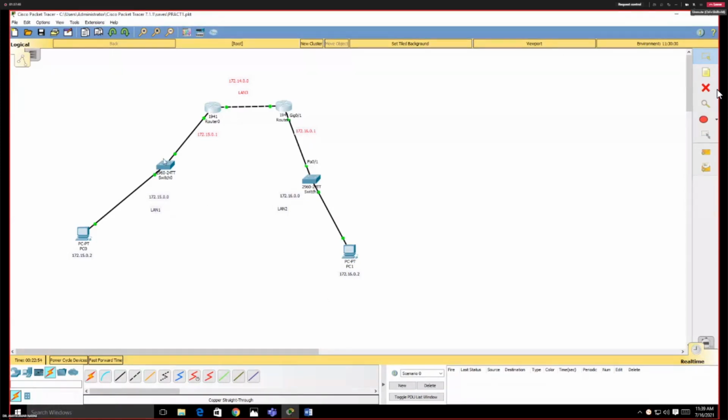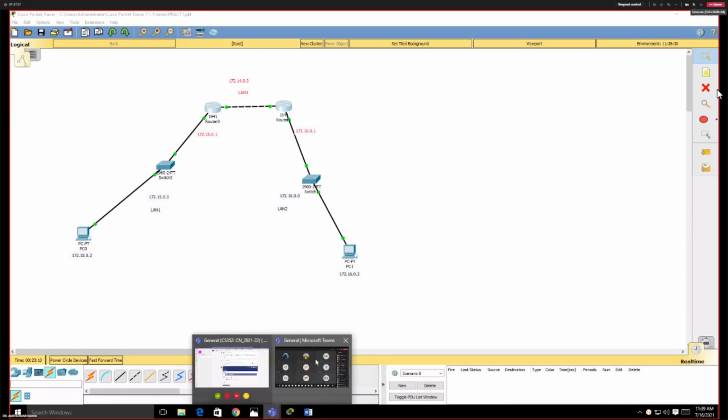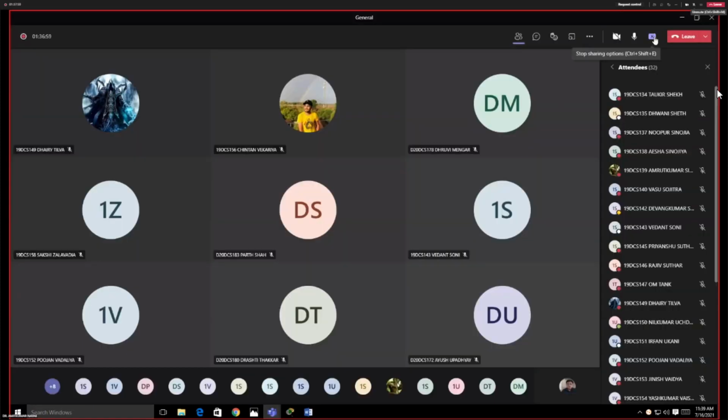So try to implement 2 topologies. In topology 1, take 1 router. In topology 2, take 2 routers. In topology 1, you will be able to send and receive data, but in topology 2, you will get an error. Try to resolve the error. Try to solve the error. So with this note, let me turn off this screen sharing.